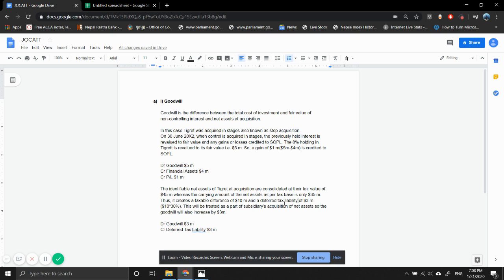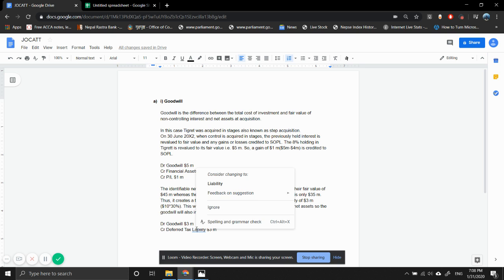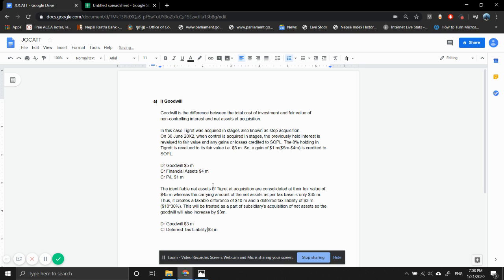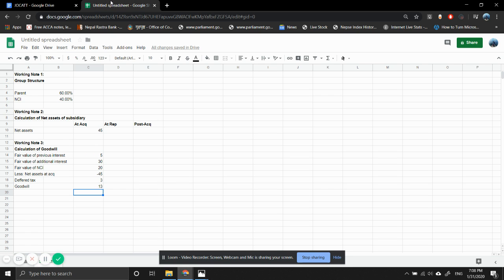Okay, so when we sell it later on, suppose we sell the subsidiary tomorrow, then we have to pay this tax liability only then. So this will be treated as part of subsidiary's acquisition of net assets. Anything else that we need to explain? I don't think so.